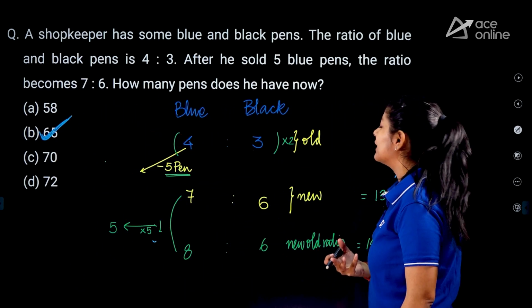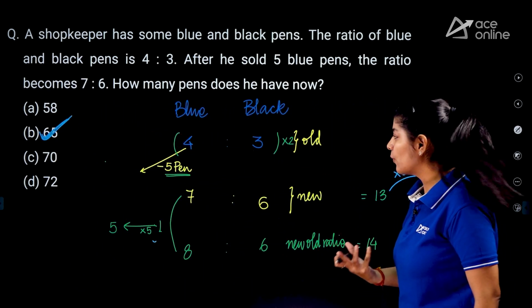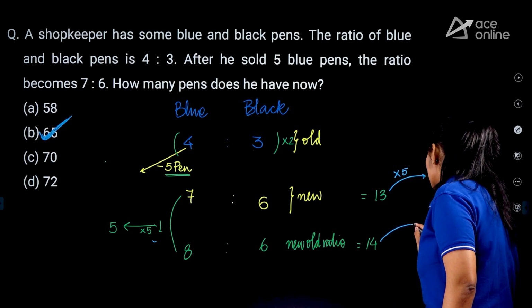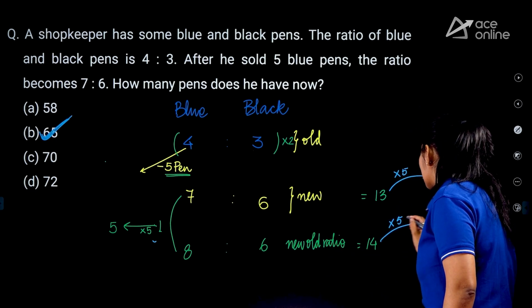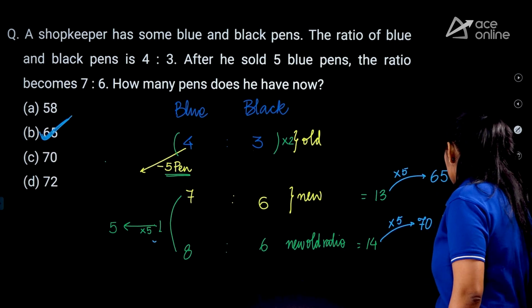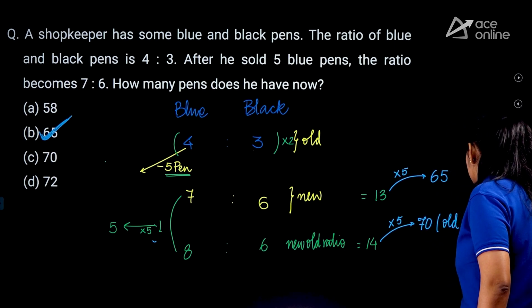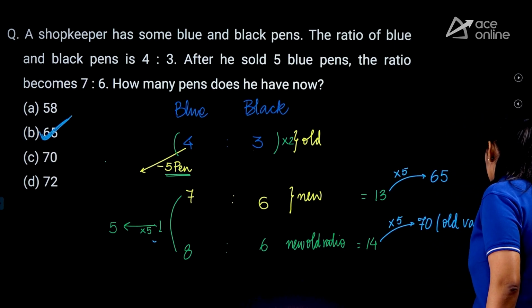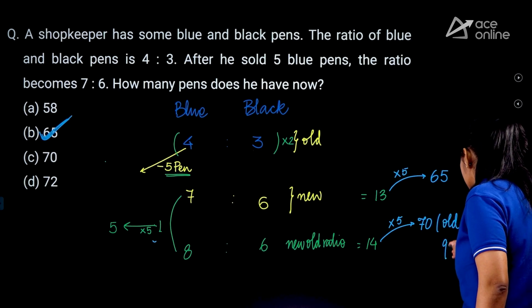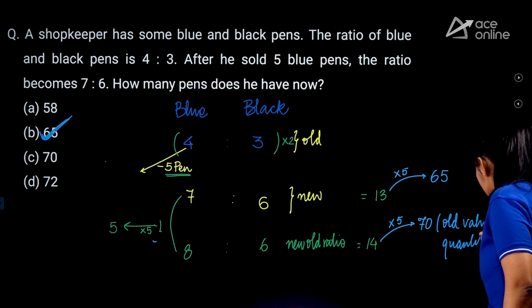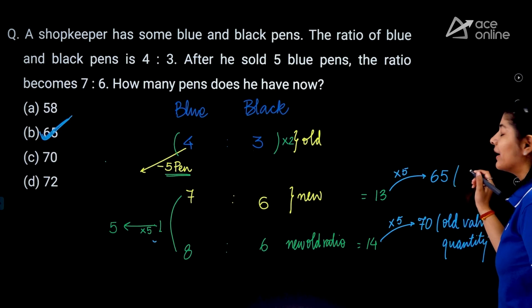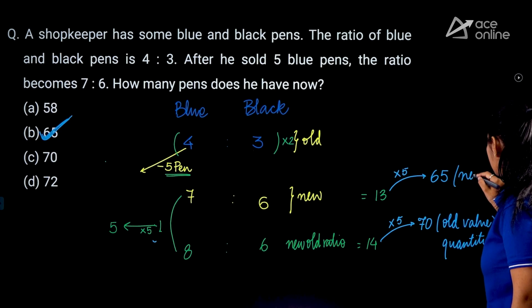Let's suppose I need to find out the previous quantity as well. So I simply multiply it by 5 and I'll get my answer as 70. This is the old value, or you can say the quantity. And this one is the new quantity or the new value.